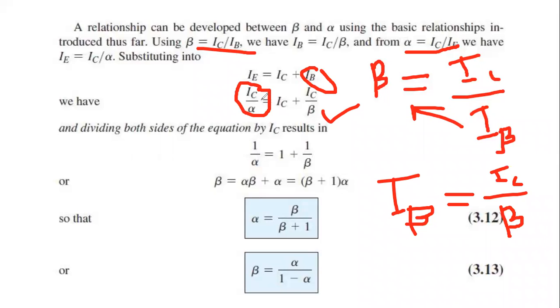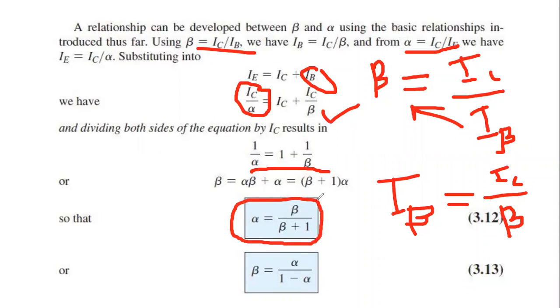From here on, we can remove IC from both sides because these are equations. If we take IC common on the right side, and the IC available on the left side, we can remove IC from both sides. So finally we get 1 by alpha equals 1 plus 1 by beta. If we cross multiply, finally we get alpha equals beta divided by beta plus 1.